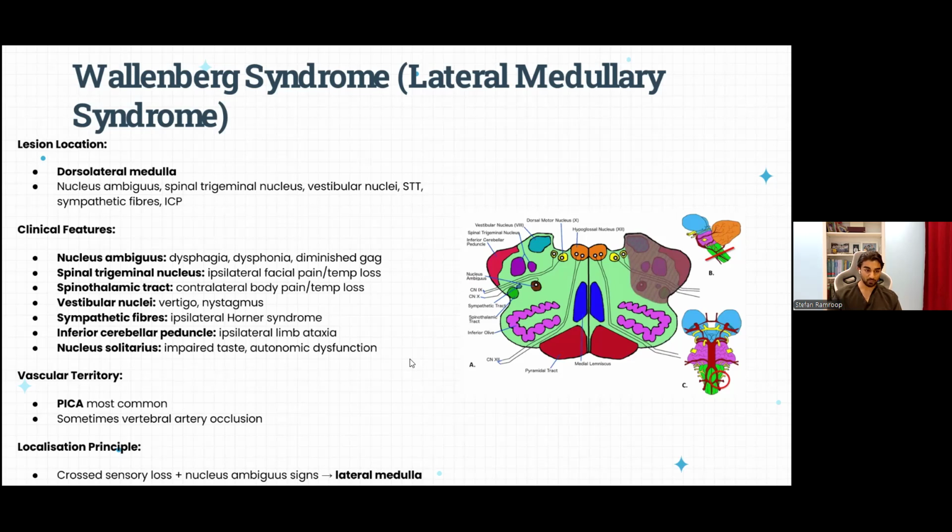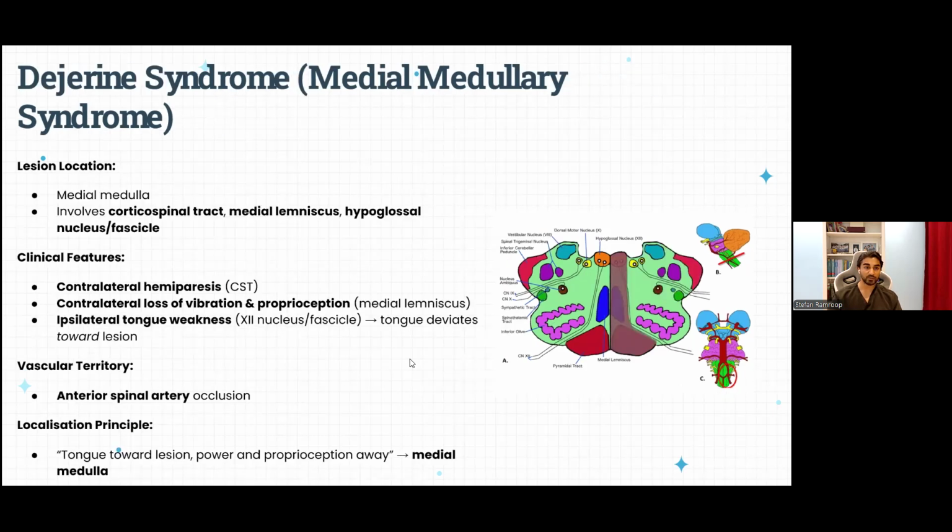So again, what can be used to localize here? Nucleus ambiguus dysfunction, a crossed sensory loss, and an ipsilateral Horner syndrome. Then we move to medial medullary syndrome. The first component here is a contralateral hemiparesis, which reflects involvement of the corticospinal tract, which lies anteromedially as it forms the pyramids. The second is the contralateral loss of vibration and proprioception from involvement of the medial lemniscus.